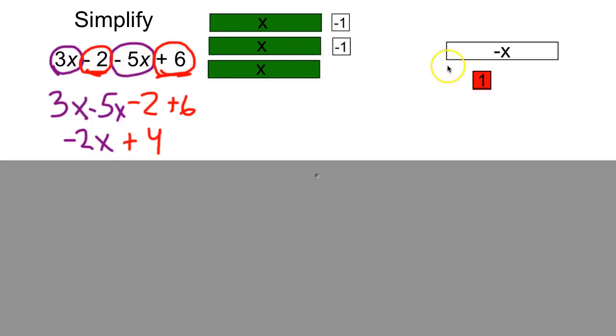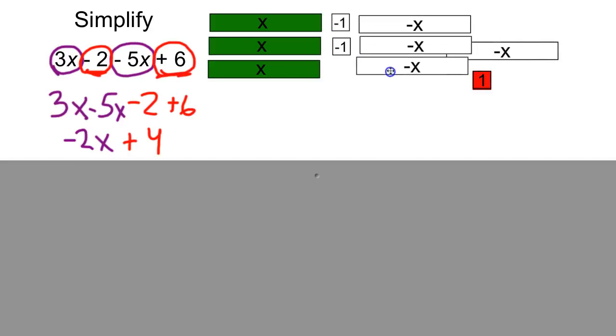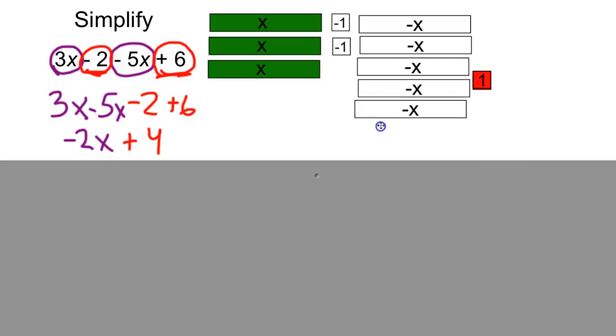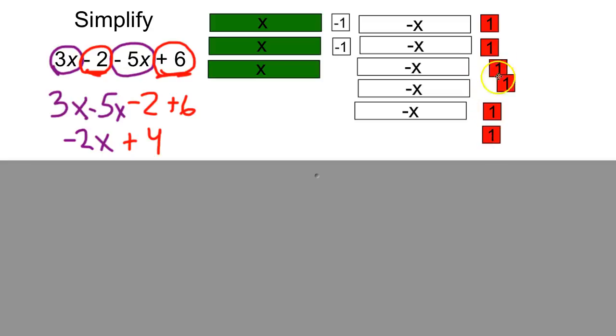Now I do minus 5x, so I take the minus x. 1, 2, 3, 4, 5, and then I do plus 6. And so I take the 1s, that's 1, 2, 3, 4. Yep, it's hidden right there. And that's 6 1s. 1, 2, 3, 4, 5, 6.